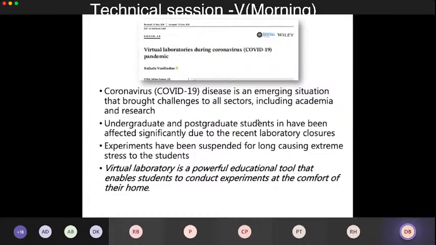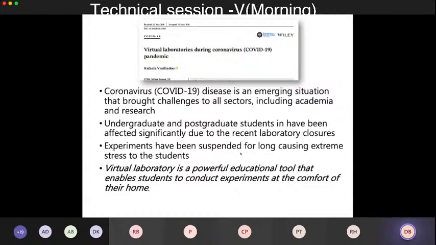So let us go step by step on how this concept of transitioning from wet lab experiments to virtual lab experiments is evolving. Here experiments have been suspended for 1.5 years due to this pandemic situation. So the virtual laboratory could be a powerful educational tool. But virtual laboratory is also a bit expensive if we have to buy software, so we have to go for freely available software.